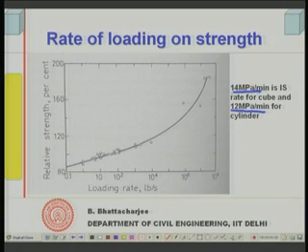So, 14 MPa per minute is the Indian standard, and it is there elsewhere also, and for cylinders it is slightly smaller, 12 MPa per minute. So, this must be remembered while testing concrete for cube strength.